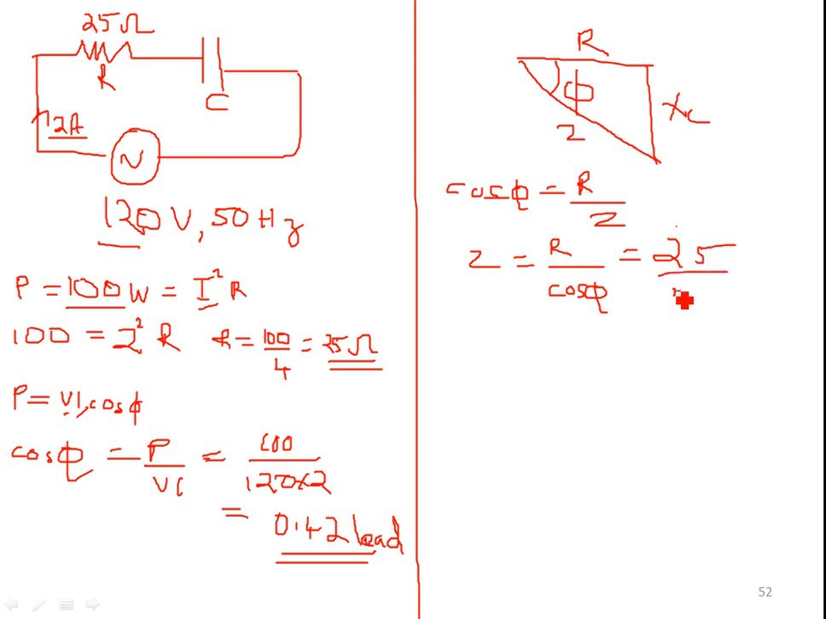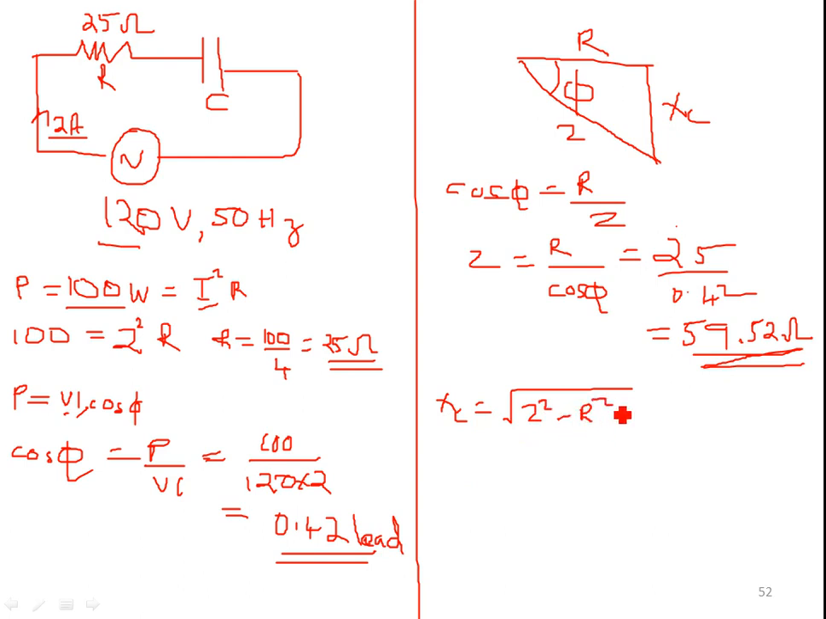Therefore, Z is R divided by cos phi, that is 25 divided by 0.42, which is equal to 59.52 ohms. So we got the impedance of the circuit as 59.52 ohms. Now what is XC? From the impedance triangle, we get XC is equal to root of Z square minus R square. What is that? That is equal to square root of, what is Z square?